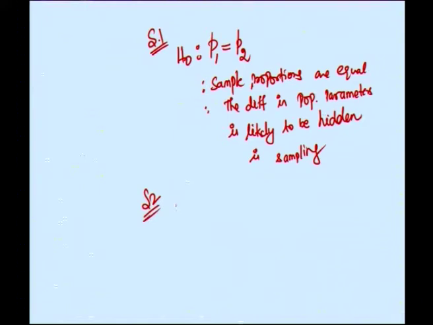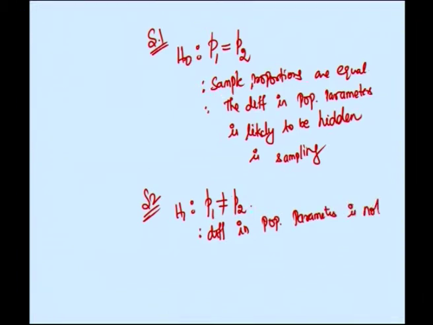Now, set up H1. H1 is small p1 is not equal to small p2. That is, the sample proportions are not equal, or the difference in population parameter is not likely to be hidden in sampling.